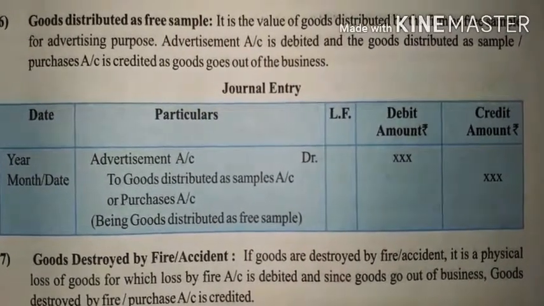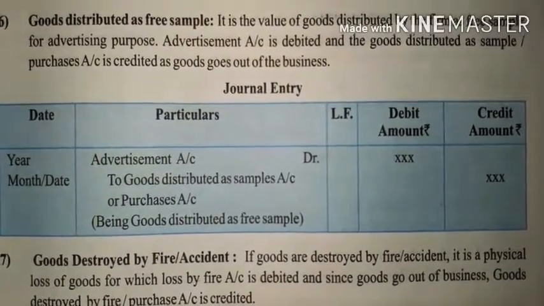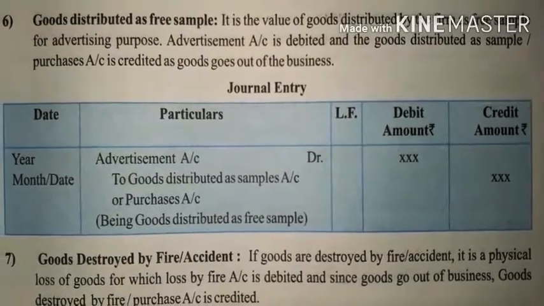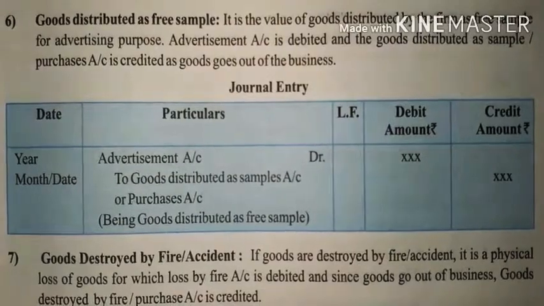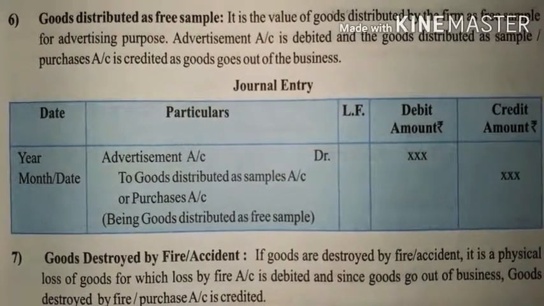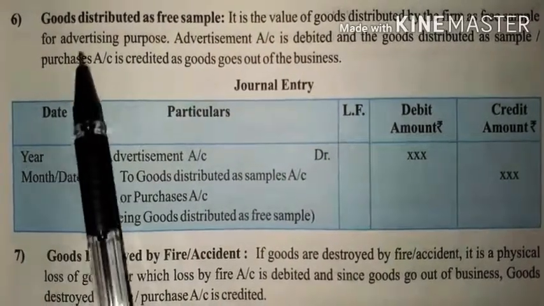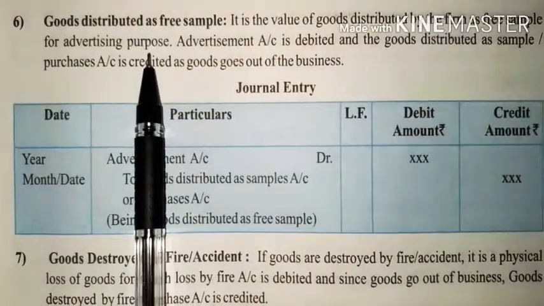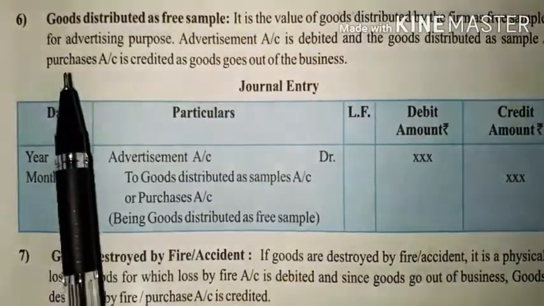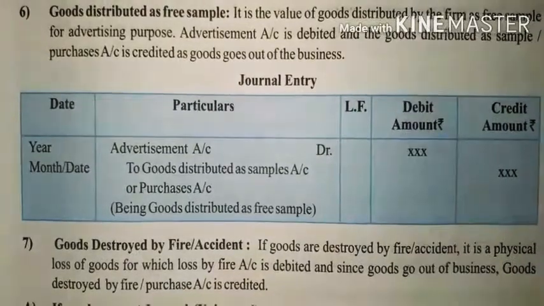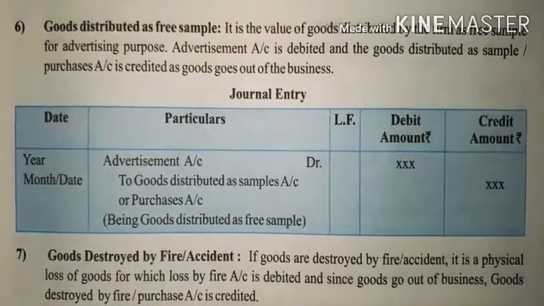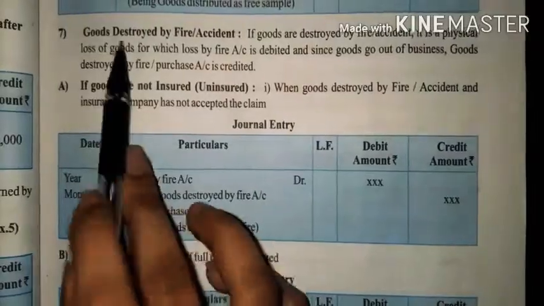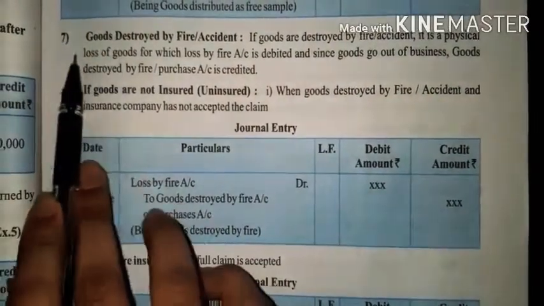The narration for the transaction: being goods distributed as free sample. Okay, very simple transaction, very simple narration, because it is clearly mentioned in the transaction that it is distributed as free sample. So the narration will appear the same, nothing different you have to write down in the description of the transaction. Let's see the other transaction.